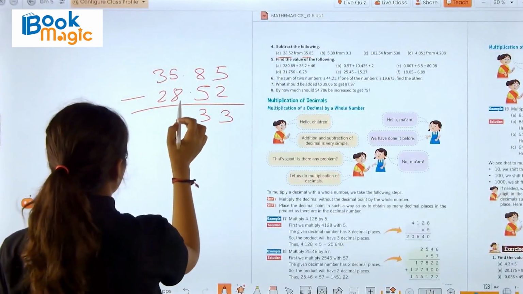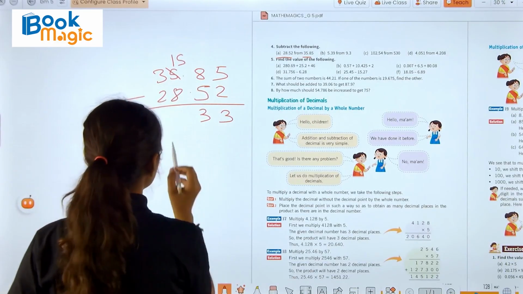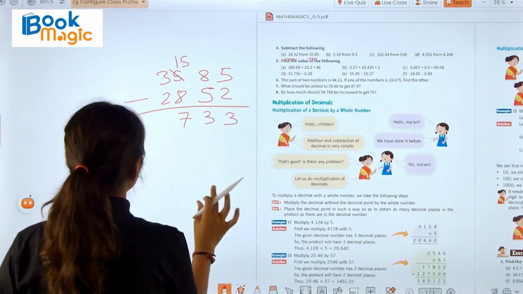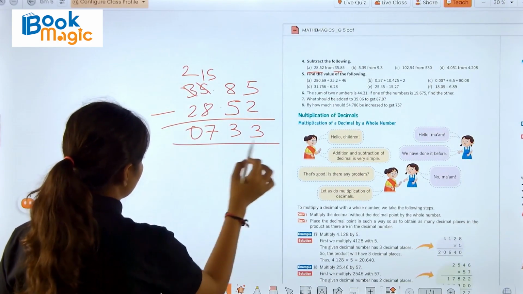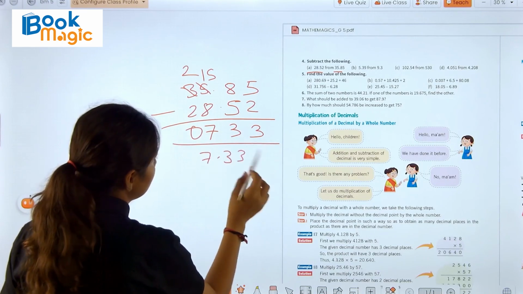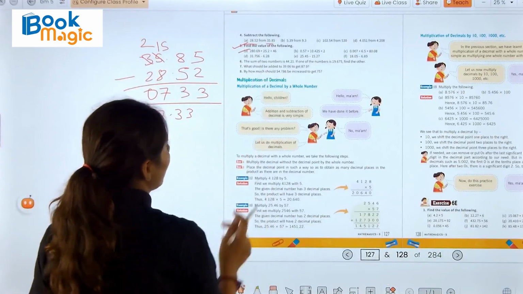Now 5 minus 8 is not possible, so it will become 15. 15 minus 8 is 7. Now 3 minus, it will become 2. 2 minus 2 is 0. Answer is 7.33. Then we have question number 5. Find the value of the following. Here we have to add them.